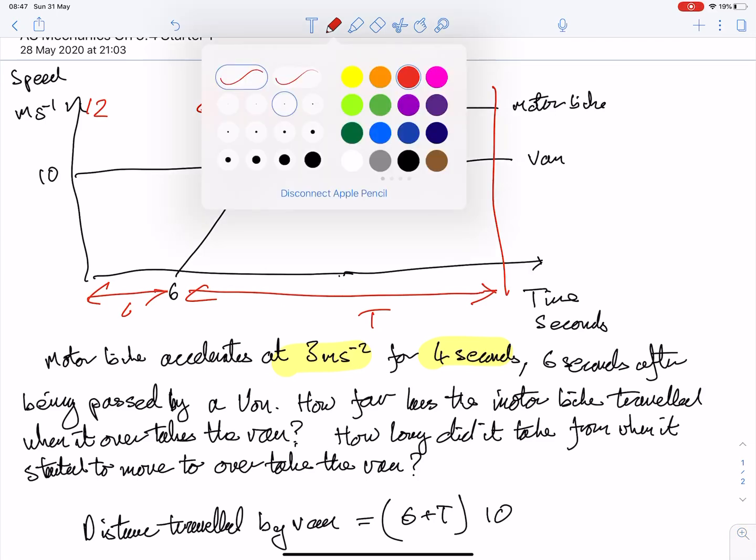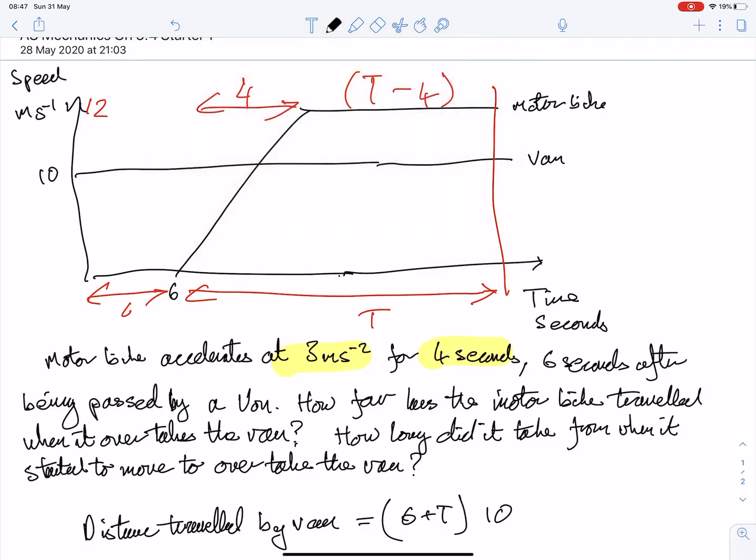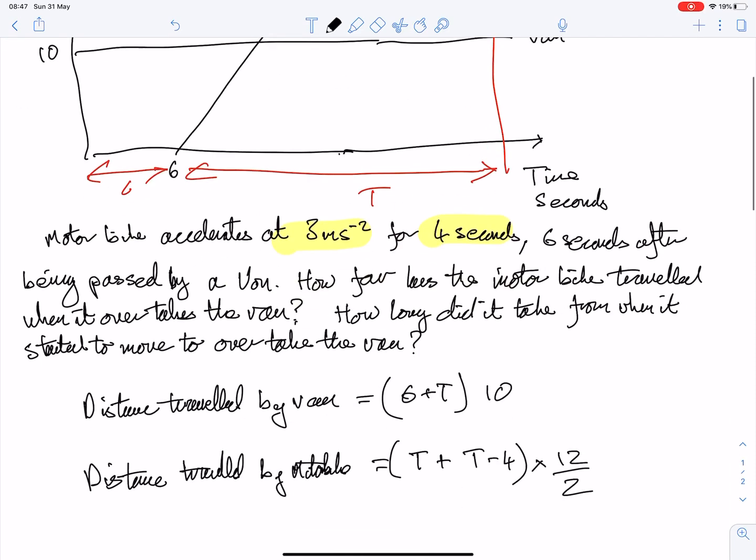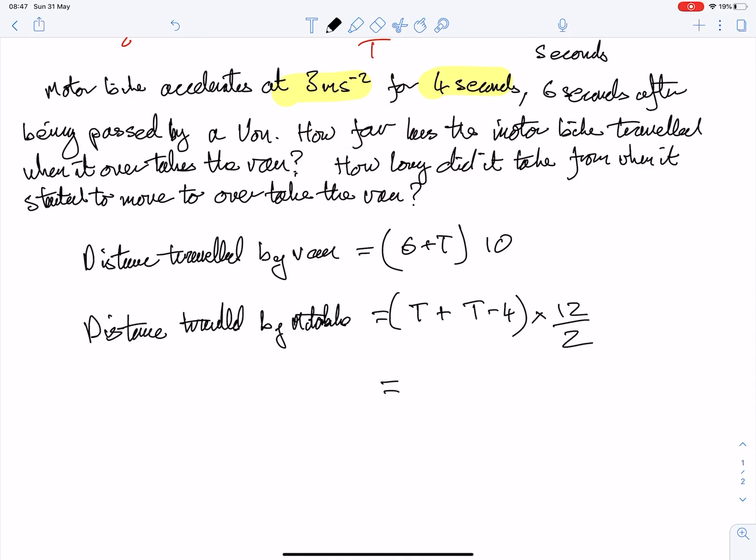So we get t plus t minus 4 for the sum of the parallel sides times half of the distance between them. So half, and the distance between the parallel sides is 12. Let's tidy this up. So we get 2t minus 4 times 6.